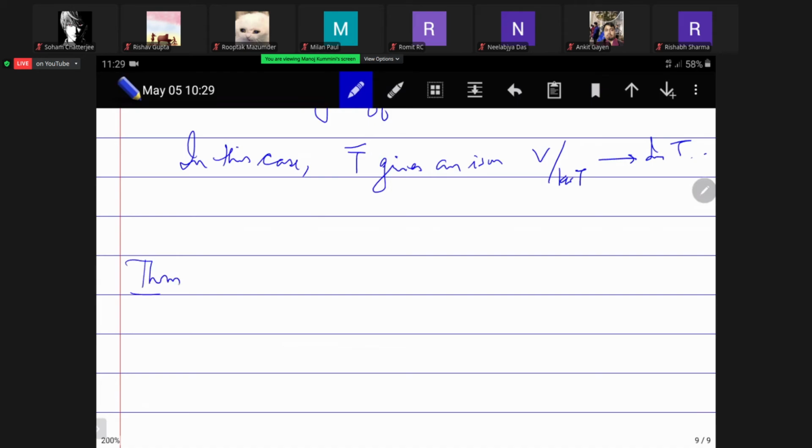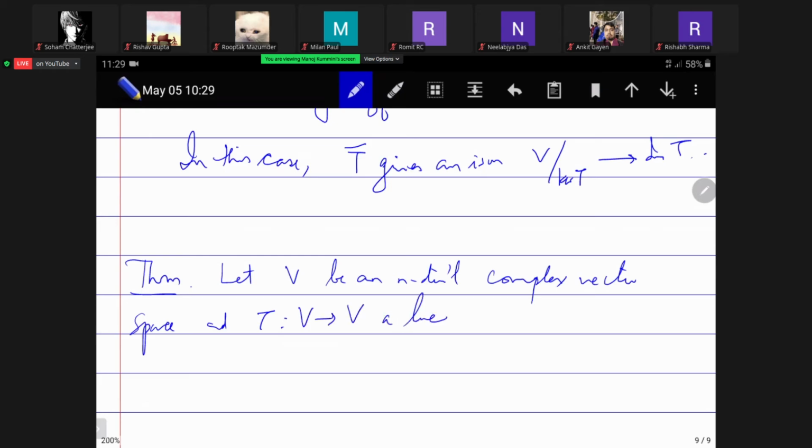So let V be a complex vector space and T a linear operator on V. Okay, so then we proved that there is a basis for V with respect to which T is a diagonal matrix. Okay? Then there exists a basis of V with respect to which T is given by a diagonal matrix.